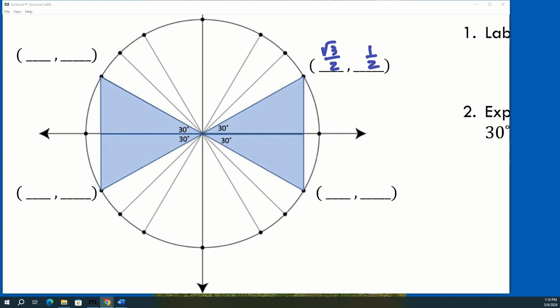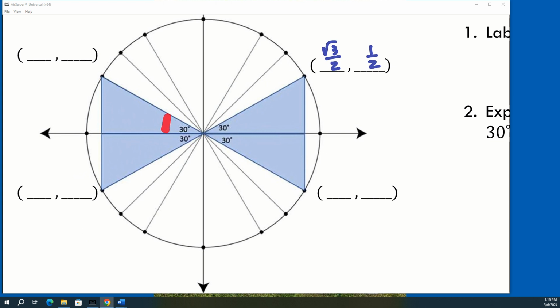If I'm going to have that 30-degree angle over here, this is basically getting reflected. So we're going the same distance on the x, but we're going in the opposite direction. So what should your x coordinate be? Negative square root of 3 over 2. What about the y? Yes, we're still going up 1/2, so it's still positive 1/2. What about quadrant 3? Negative, negative. And quadrant 2 is negative, positive. And quadrant 4 is positive, negative. Good job.